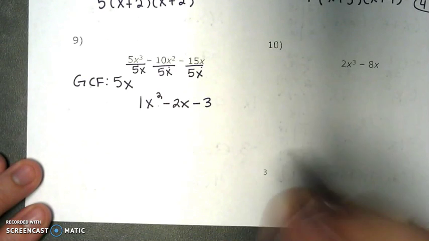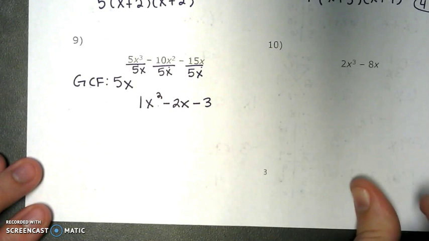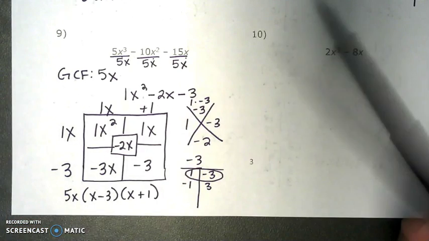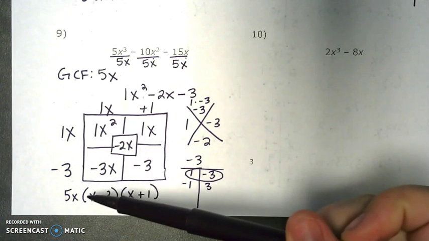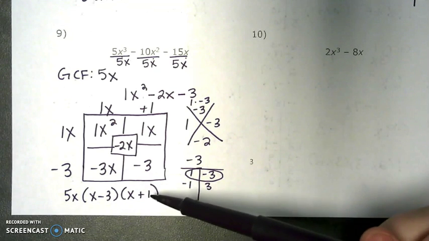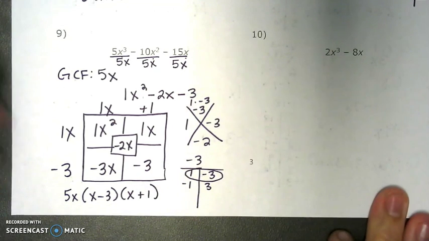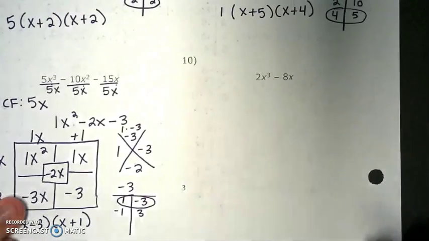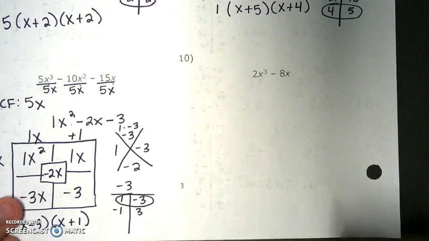Now you're going to do the same exact thing that we did. So go ahead and pause the video and then come back to check. So after this, your final answer should be the 5x in the front, x minus 3 times x plus 1. Now this next one, we're going to take out the GCF like we always do.